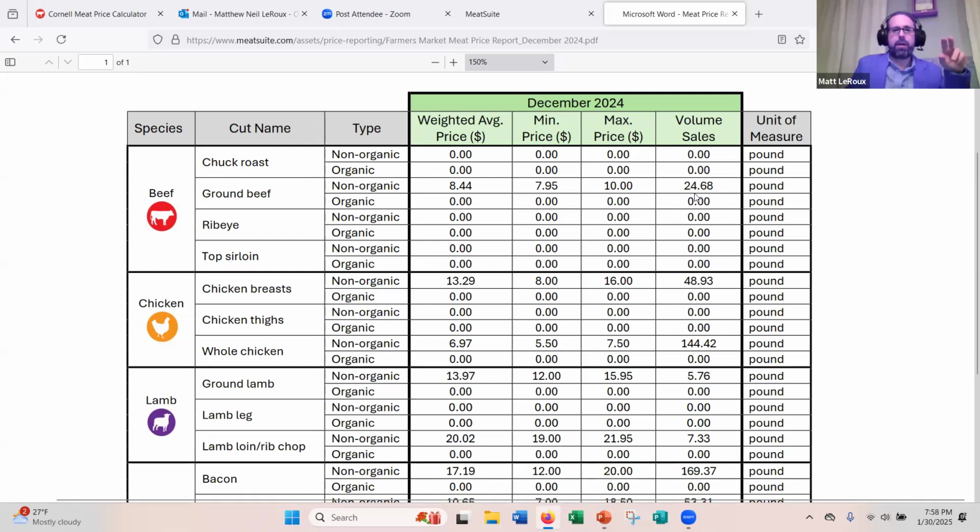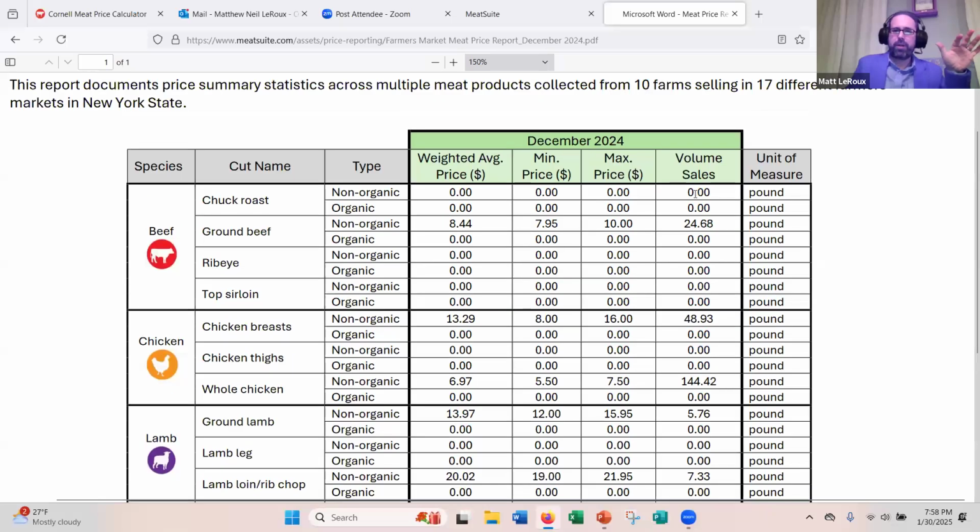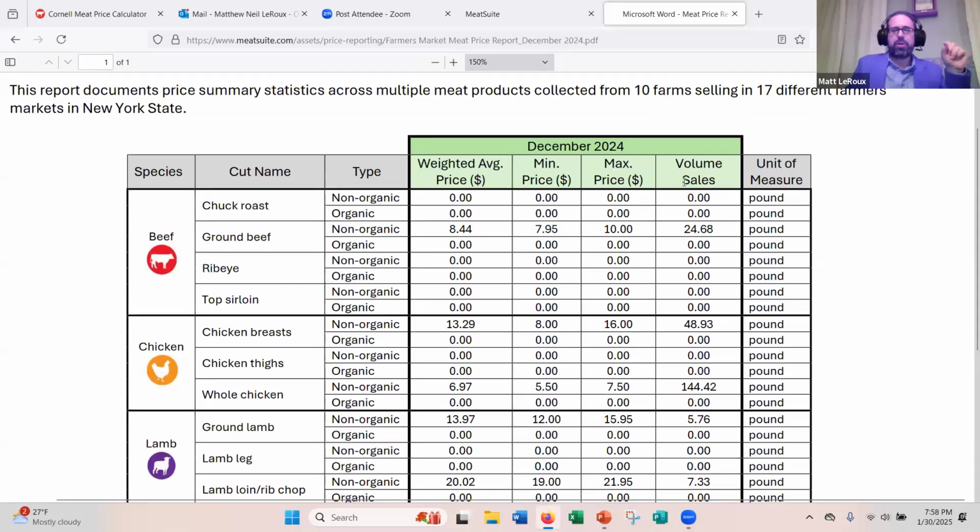So we update these monthly. It will be a little bit thin for reporting during the winter months, but those are always available at Meat Suite. Now I will finally take a breath and see if there's any questions.